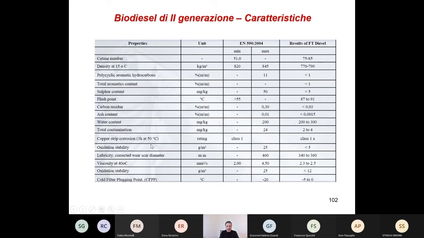You have the limits, and obtained biodiesel has a viscosity which is the same as diesel. First generation biodiesel had the viscosity of 4, if you remember. Now we have the same results as diesel. So obtained biodiesel is so pure that you have the same viscosity and the same energy content of fossil fuel diesel. And some other considerations about costs.